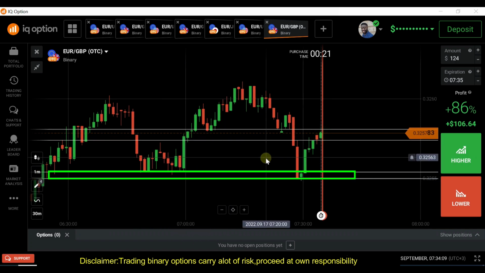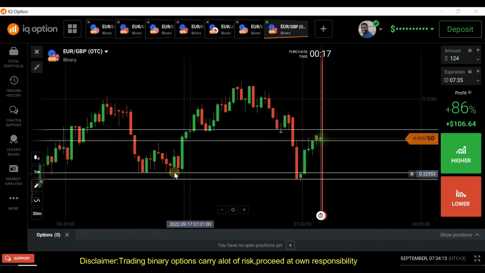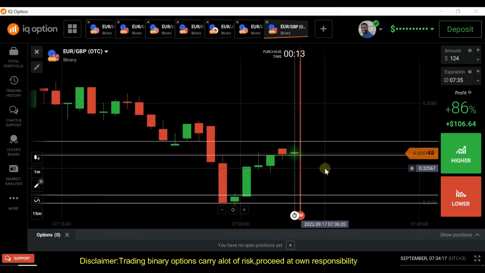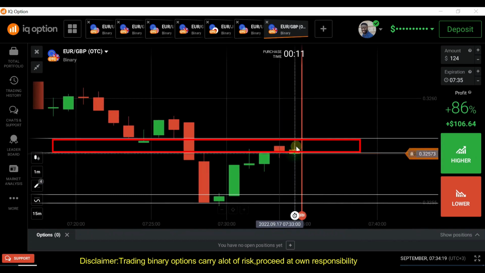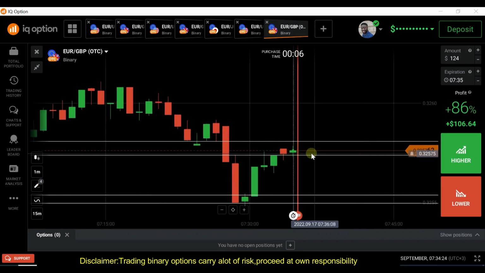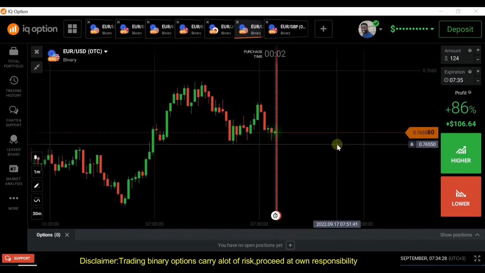So we have a support area here again. From this area, you can see strong bias entry. Initially, again, you can see strong bias entry. So currently, this area is acting as a resistance. But if you break above it, it will be acting as a support level. So you can wait.